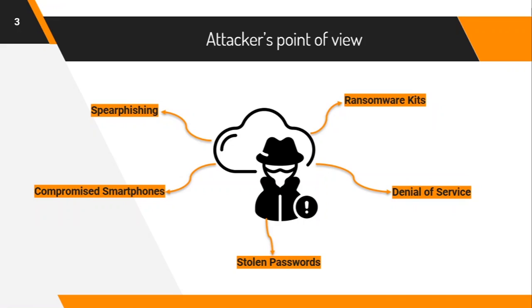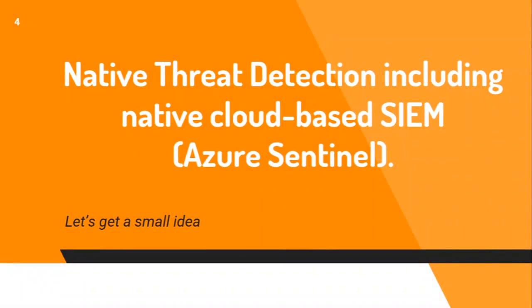So, what security capabilities does Azure have to keep its customers safe from these things? Let's look at the first thing: native threat detection, including native cloud-based SIEM. So, let's get a small idea. This is native threat detection, which has high quality alerts, response and investigation.